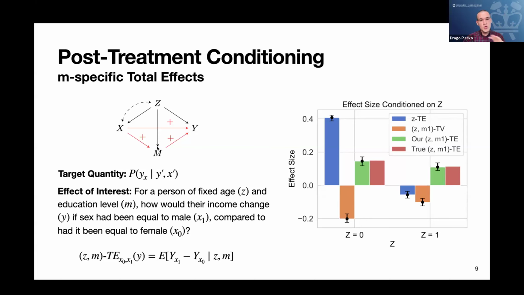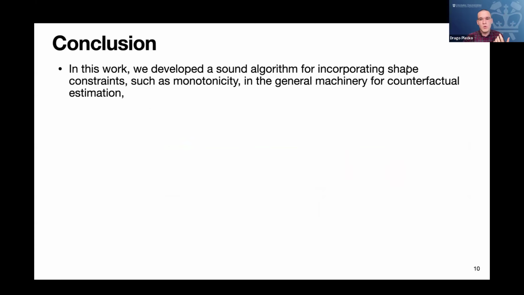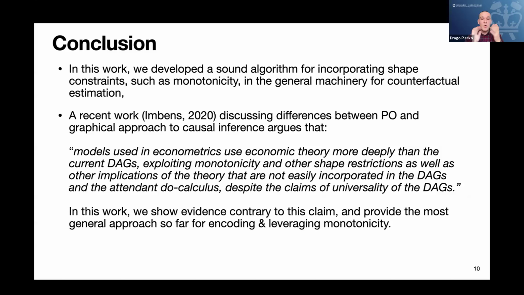So this is the second example that I want to mention. Just to conclude and say why we think this is important: in this work, we show that we can develop a sound algorithm for incorporating shape constraints such as monotonicity, and this can be incorporated in the general machinery for counterfactual estimation, which is really great. I want to bring up a quote, dancing around this potential outcomes versus graphical models debate.